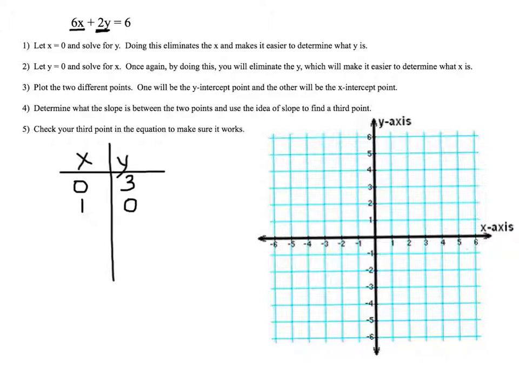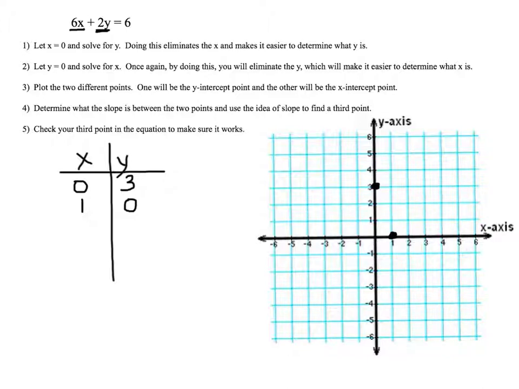So now I do have 2 different points that I can plot, and I am going to plot those 2 different points. Now I am plotting, here's the point 0, 3, and here's the point 1, 0. So I already have 2 spots that are plotted on there. After that, I would look at what the slope is between those 2 points, and I would use the idea of slope to find the third point.